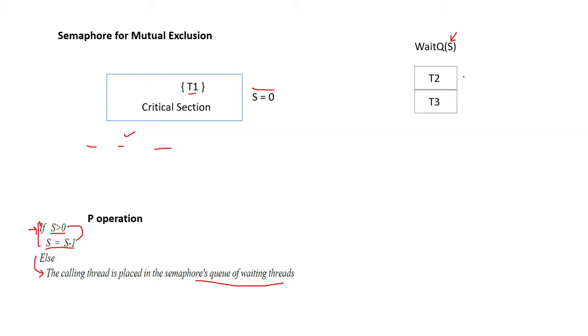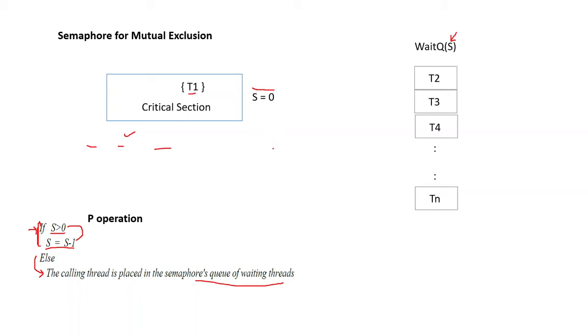Now say process T3 arrives, T4 arrives, all will come in, and all the processes will be executing this P operation, and since there is a T1 inside the critical section, this condition will always fail, and the else part will keep executing, and they will be placed subsequently in the wait queue S. And say up to Tn, the processes are waiting in the wait queue.